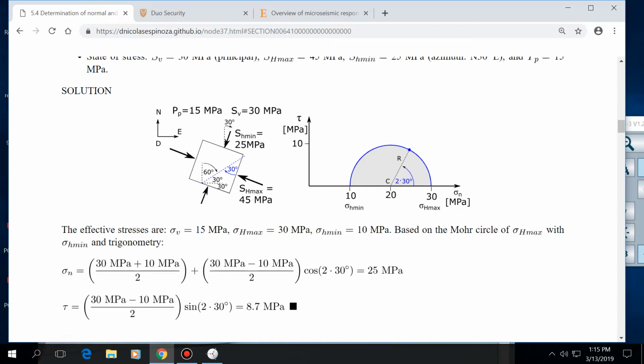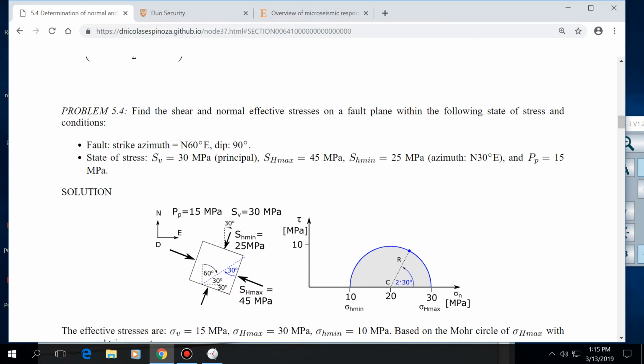So, yes? So the one you mentioned? No, no. This one has a dip of 90 degrees, so it's a vertical plane. Since it's a vertical plane, it's aligned with SV. So it is aligned with one of the principal stresses. If it's not aligned with any of the principal stresses, then that's when you're not going to be able to use this Mohr circle method.